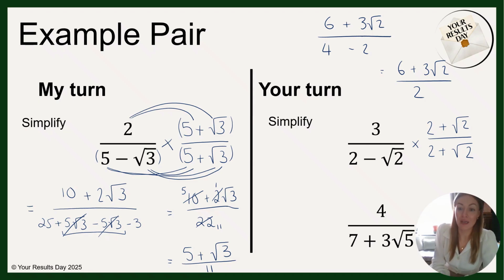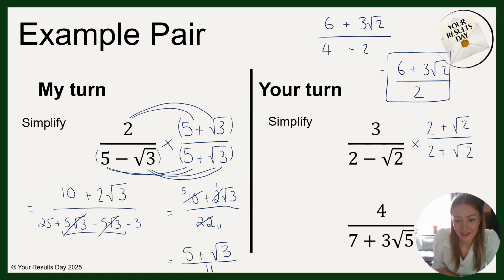And this is an example where it won't simplify, because I could do the 6 divided by 2, but because I can't do 3 root 2 divided by 2, I can't simplify it at all. So it has to stay as that as my final answer.